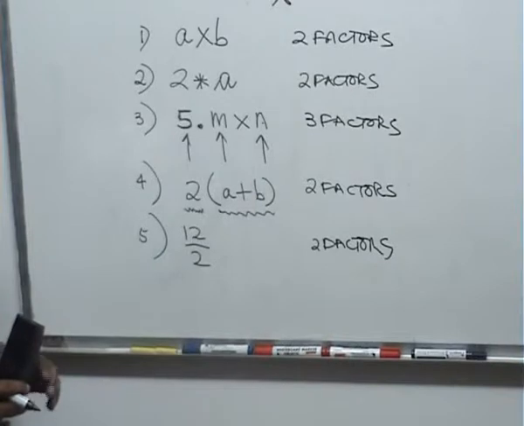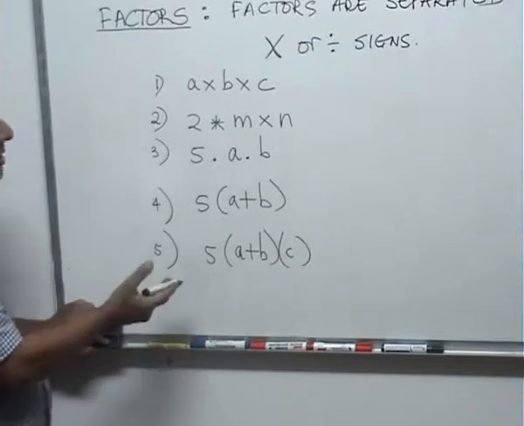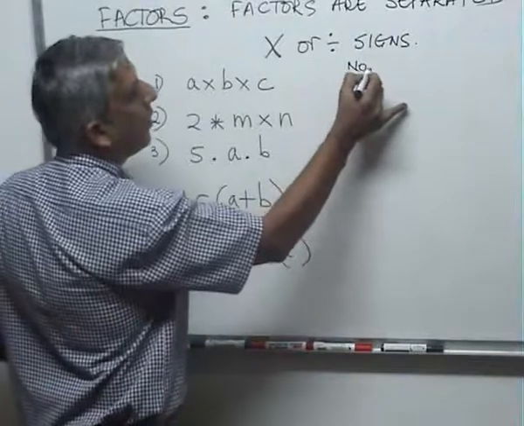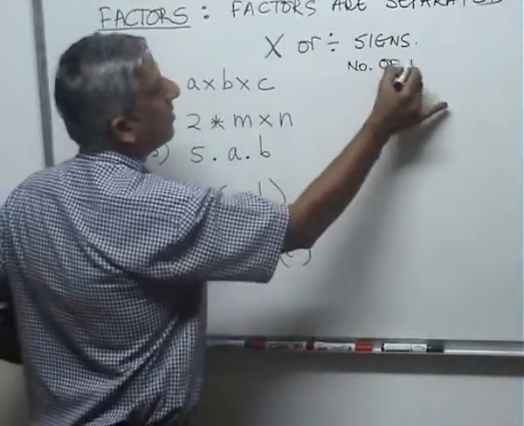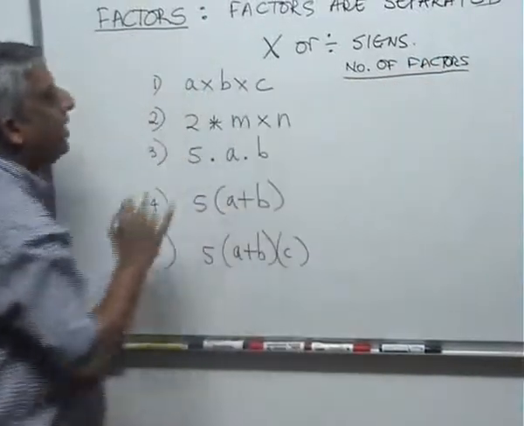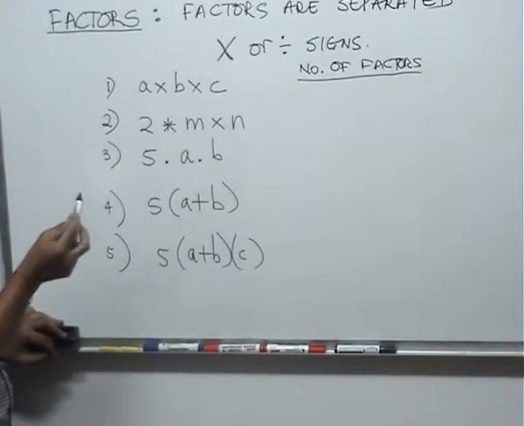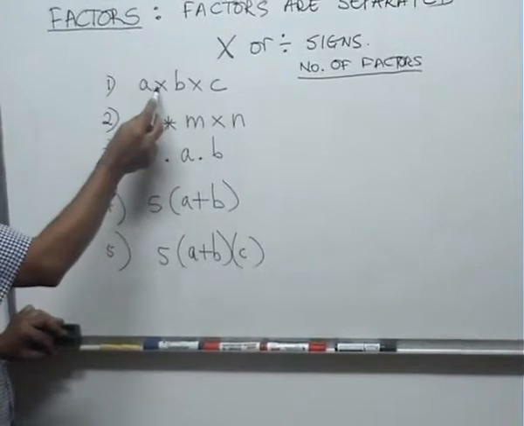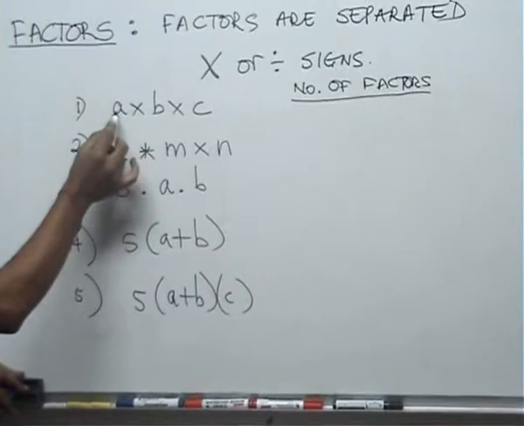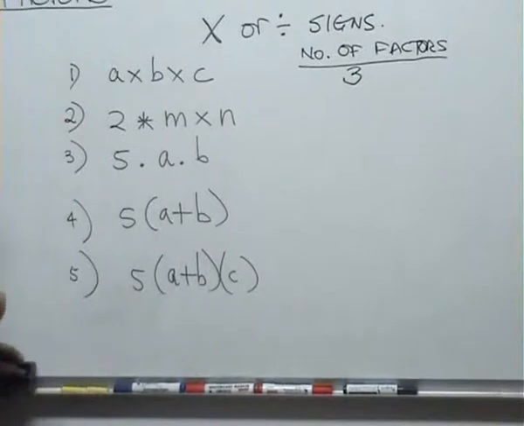Alright, so let's do a little exercise on factors. Here are the questions, and over here we want to write the number of factors. So in our mind we know that factors are separated by multiplication or division signs. Well, here we have a multiplication sign and a multiplication sign. So the number of factors here are 1, 2, 3. So number 1, there's 3 factors.